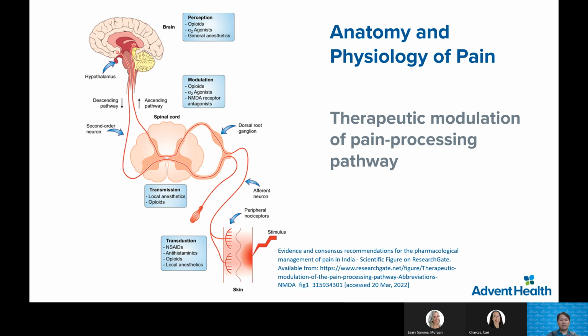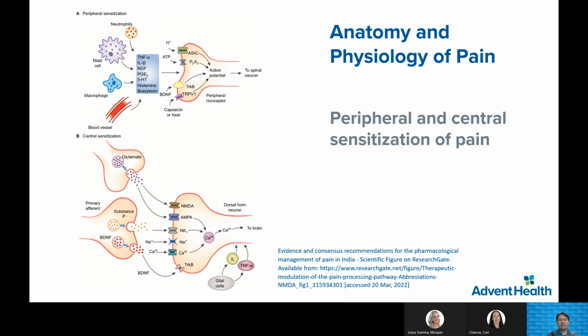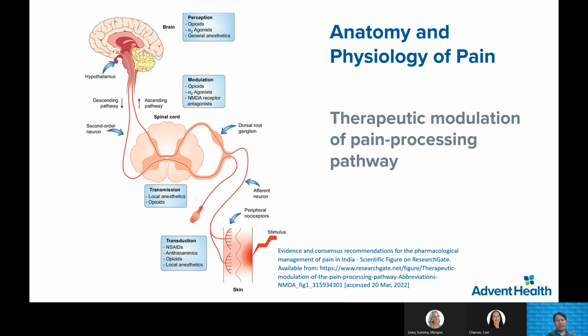So in this diagram, as you can see, there are ascending and descending pathways. The ascending, as you can see with this laser pointer, goes up over here to the spinal cord and up to the brain. And then there are descending pathways that go down and go back to the spinal cord and back to the peripheral area.